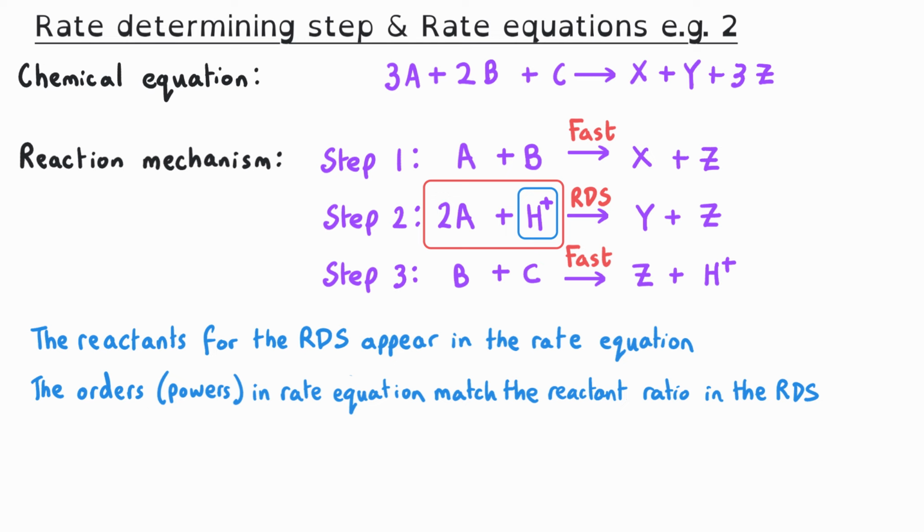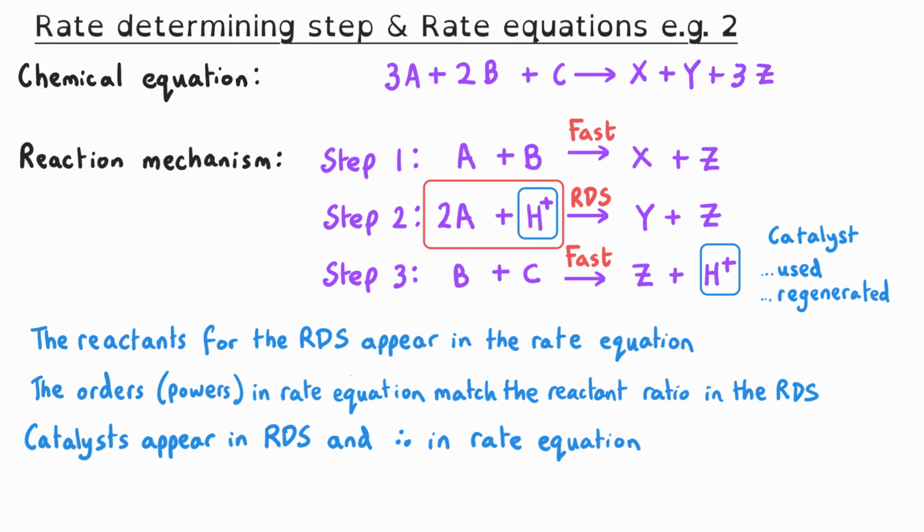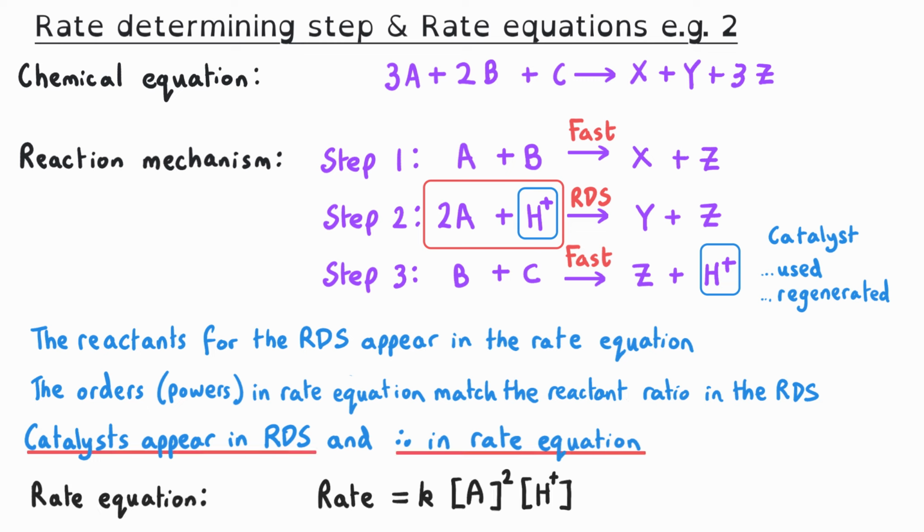And we can prove that this is a catalyst because the H+ is being used in step 2, but it is being regenerated in step 3, which is part of the definition of a catalyst. It is speeding up a reaction without actually being changed overall itself. Now, catalysts appear in the rate determining step, so that means that they must appear in the rate equation, but they don't appear in the chemical equation.